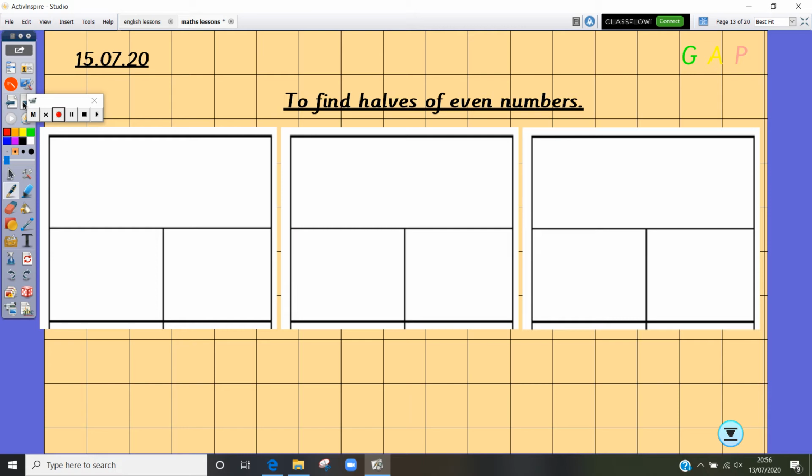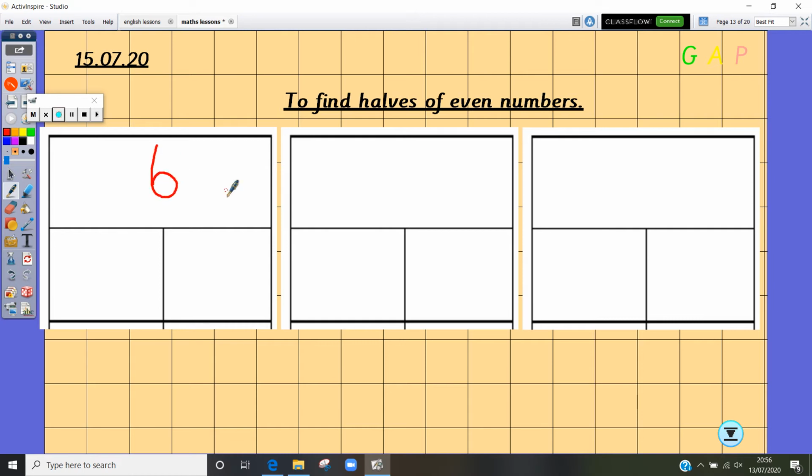Okay, welcome back, Bumblebees. So today we're going to be finding halves of even numbers. So that means that we're going to be sharing even numbers out to find a half. Because remember, when we are finding halves, we are splitting them into 2 pieces. So this is why I've got my bar model again here. So I'm going to show you first of all with a couple of numbers, and then I'm going to give you some to practice. So we'll start with the number 6.